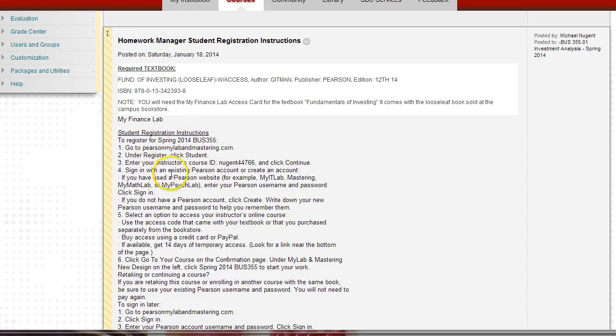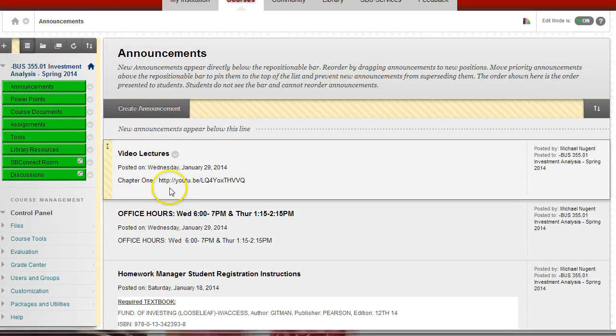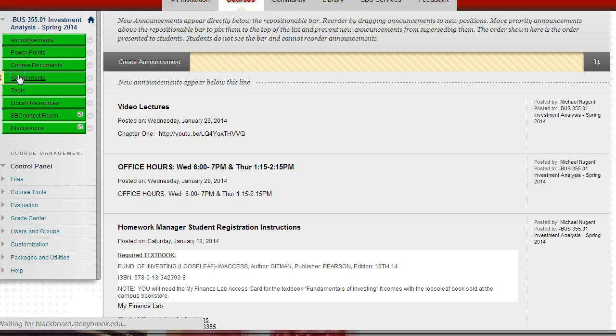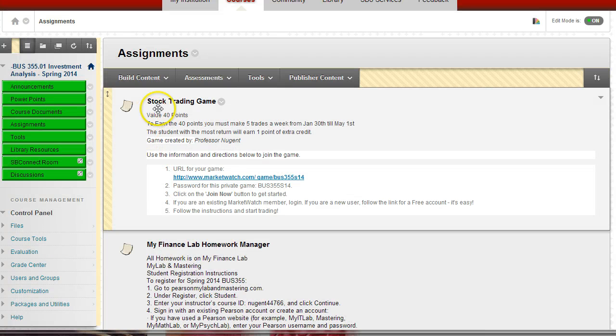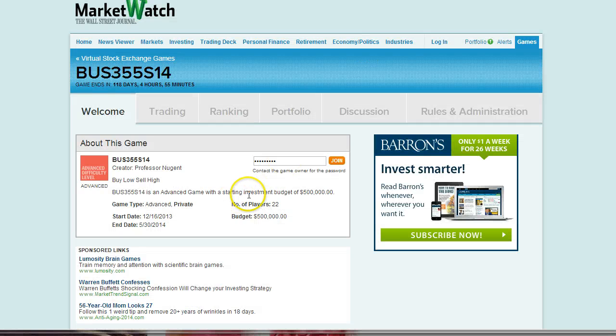Here are the instructions to sign up for the homework manager. So far about half the class is signed up without a problem, so I think it's relatively straightforward. That's where a majority of your assignments will be for the weekly chapters, but there's an additional assignment under assignments called the stock trading game, which is worth 40 points, and you must make 5 trades a week from between January 30th and May 1st. You click on this link here, and this link brings you over to where the game is.